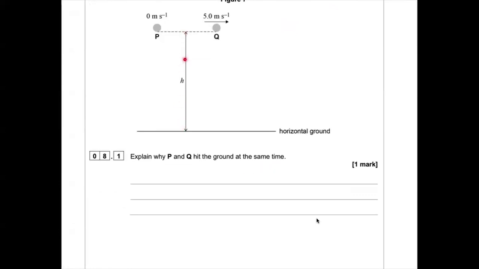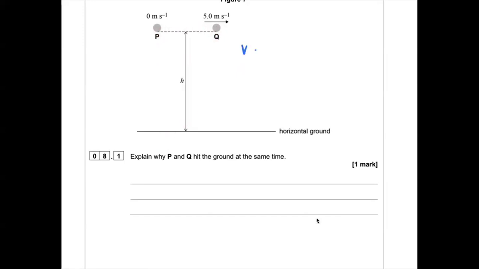So both are the same height above the ground, and when we talk about hitting the ground, because this is a vertical variable, we must look at the vertical aspect of things. I think it's pretty obvious that neither of these have any vertical velocity. So because initial vertical velocity is 0 for both of them, and the acceleration due to gravity is the same for both of them, the time is also the same.